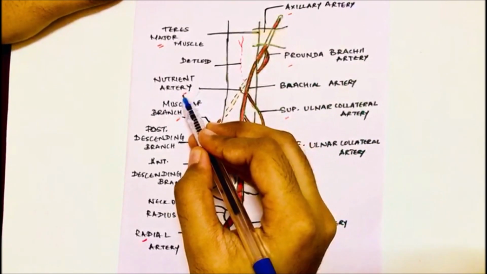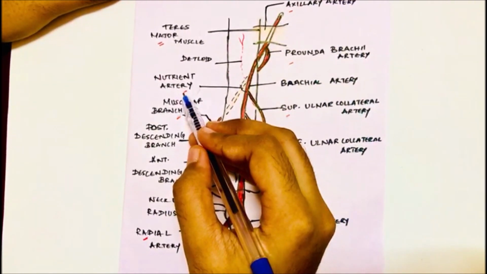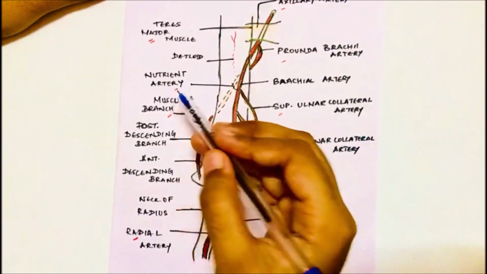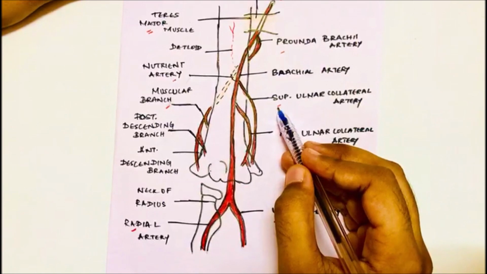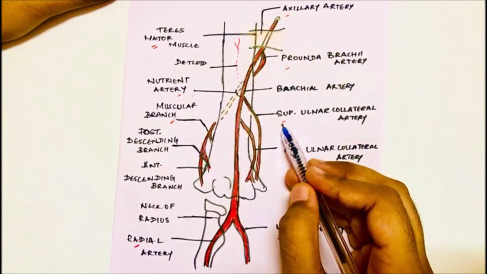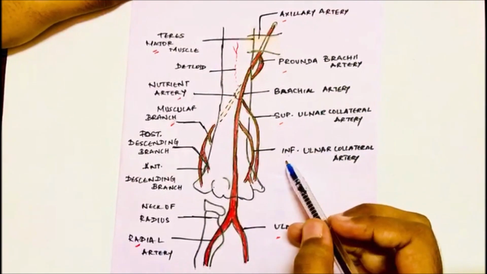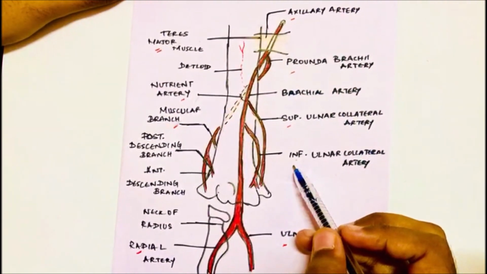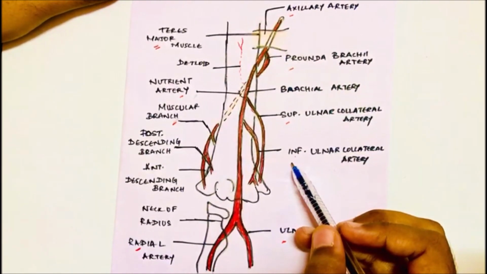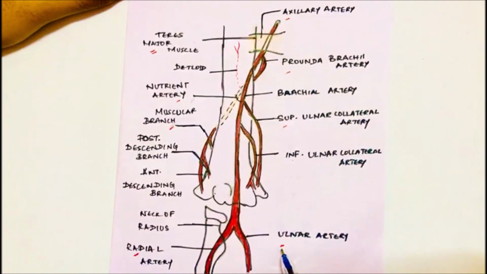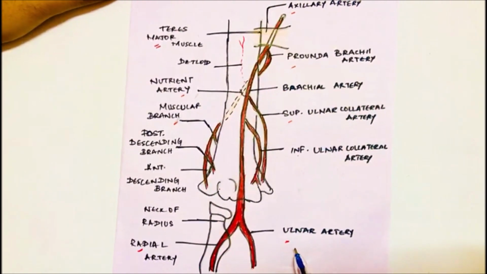The nutrient artery of the humerus enters the nutrient foramen of the humerus located near the insertion of the coracobrachialis. The superior ulnar collateral artery arises near the middle of the arm and accompanies the ulnar nerve. The inferior ulnar collateral artery, also called the supratrochlear, arises near the lower end of the humerus and divides into anterior and posterior branches. The radial and the ulnar artery are the terminal branches.